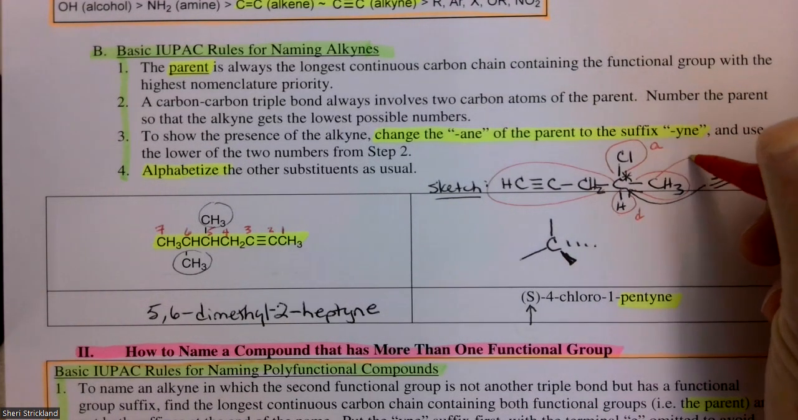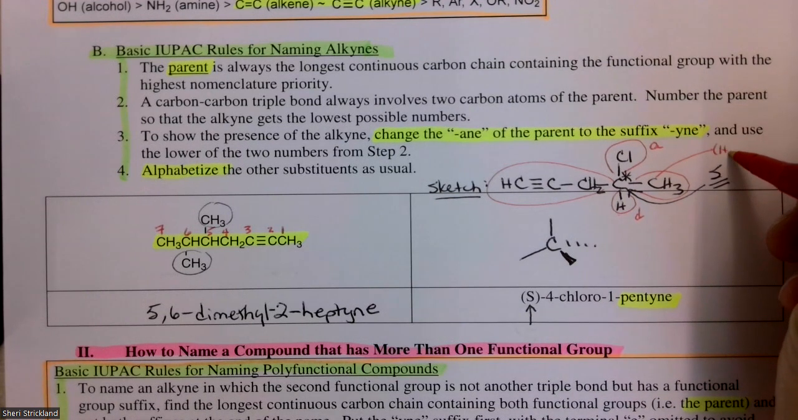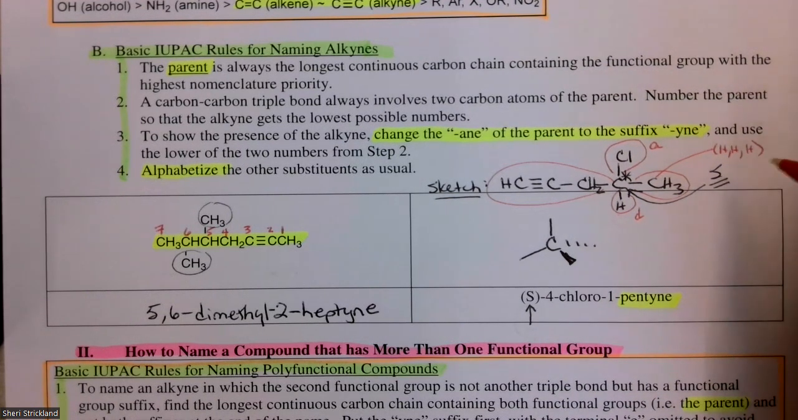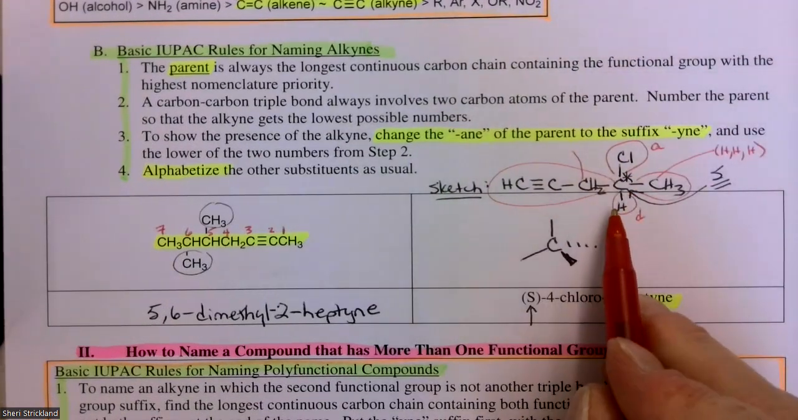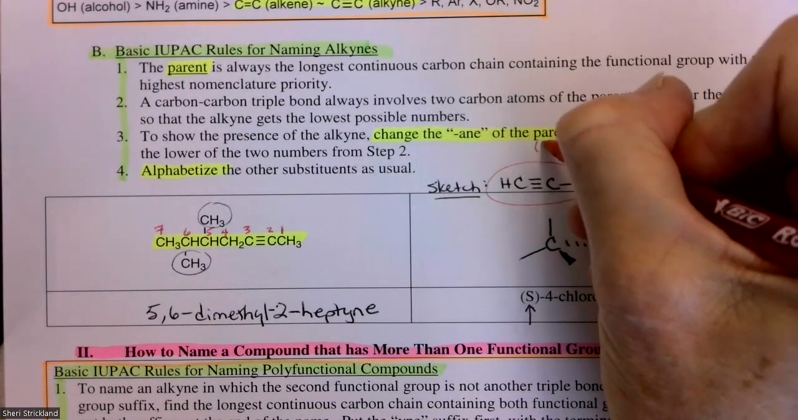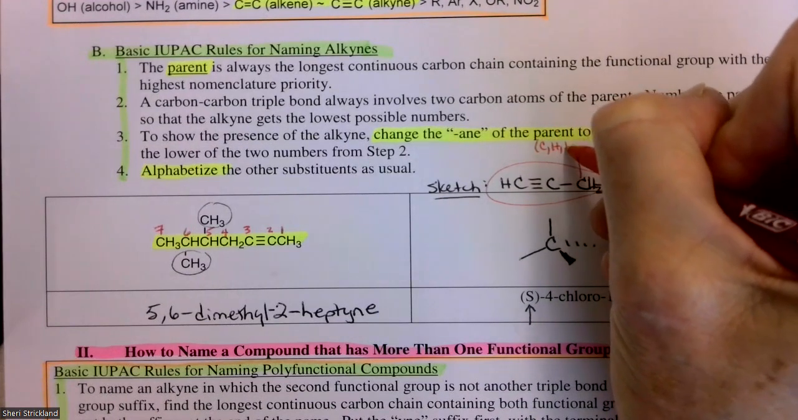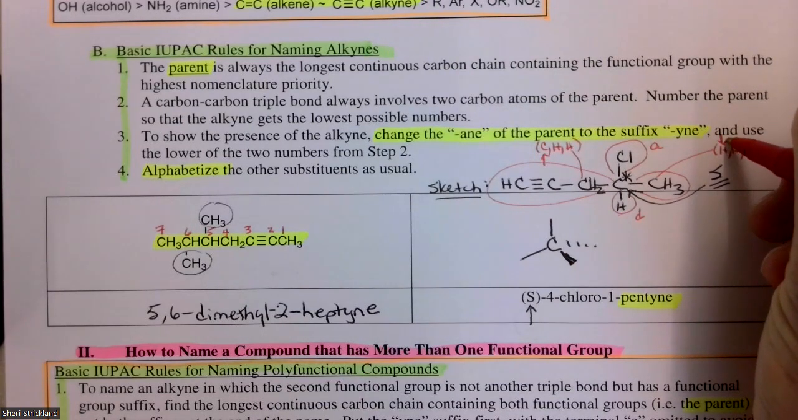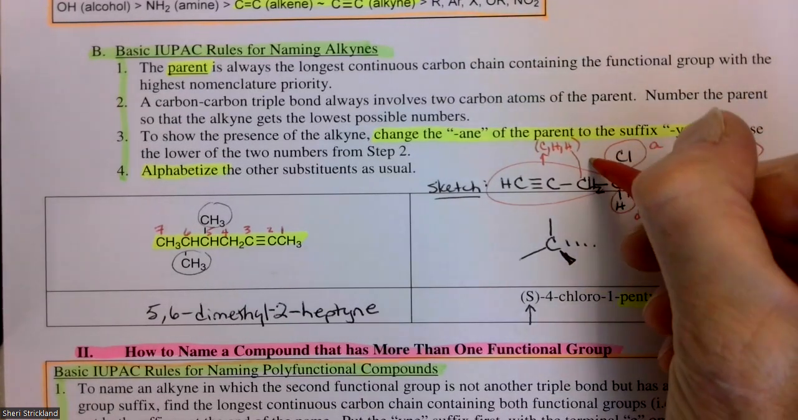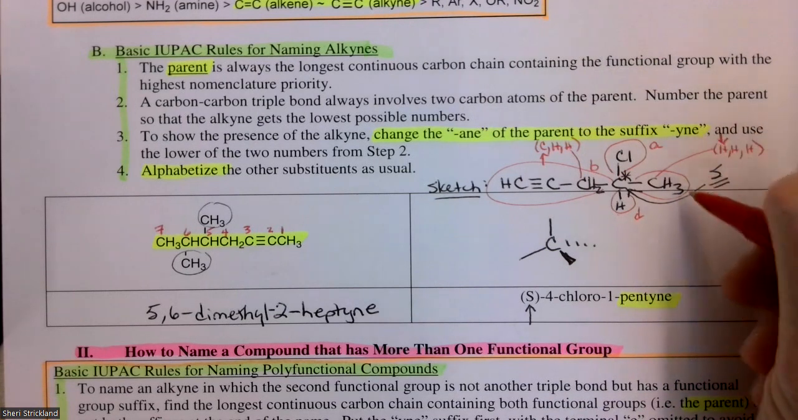And then looking for the first point of difference, this has 3 hydrogens attached to it. This guy has a carbon and 2 hydrogens attached, so written in order of decreasing atomic number. And my first point of difference is right there. That tells me that this is B and this is C.